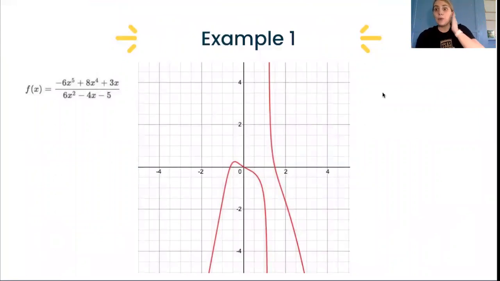You're going to get some crazy equation like what you see on the left. What I did is I entered all of that into Desmos. From there, I'm going to identify some important points.